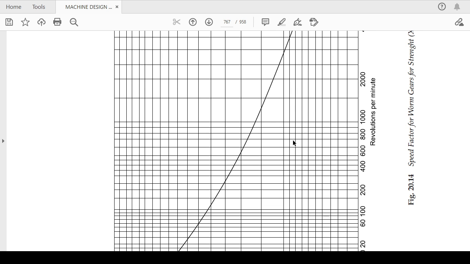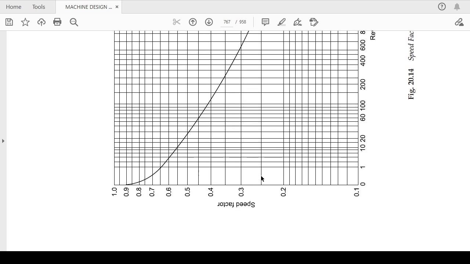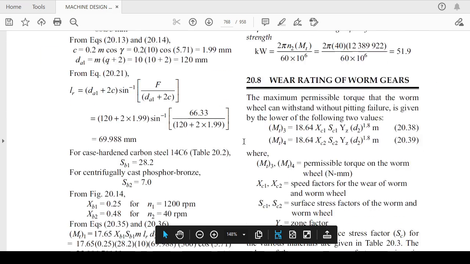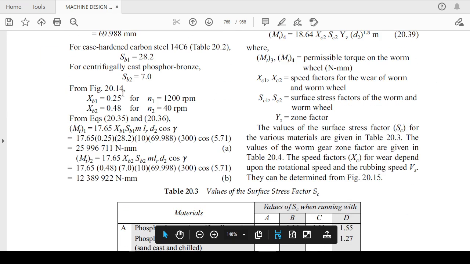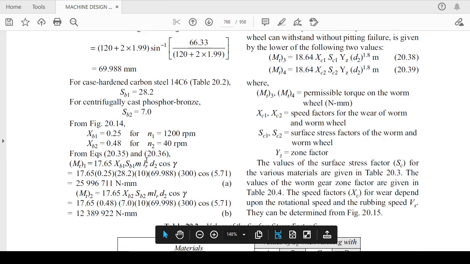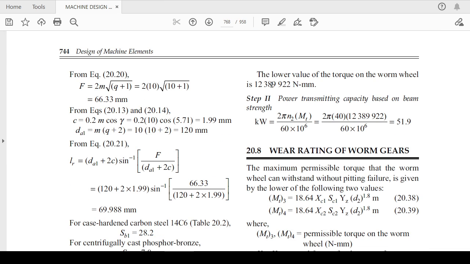Okay, now let's see for the 1200 rpm. The 1200 rpm will come between 1000 and 2000, so it will be nearby here, and just drop it perpendicular, so you will get this value as 0.25, in between 0.25 and 0.3. So the values of xb1 and xb2 you have calculated. Now you have to keep these values in the formula for mt1 and mt2. Then you will get the values of mt1 and mt2, and after calculation you have to check which is lower. The lower value will be the maximum permissible torque.